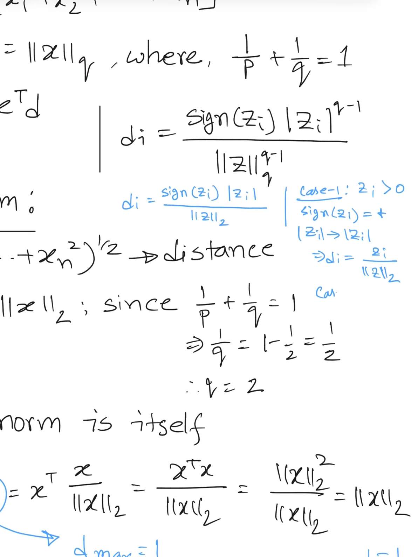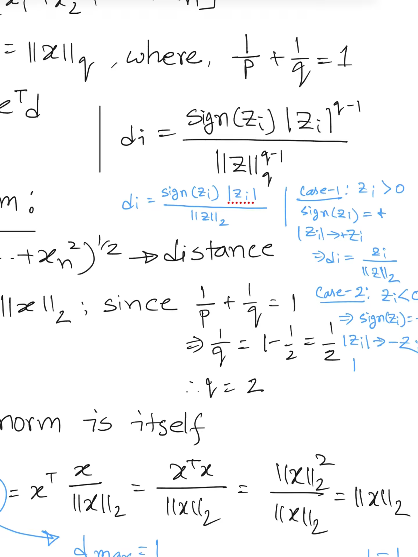So case 2, say ci is less than 0. It means the sign of zi is going to be negative, and also the absolute value of zi is going to be minus zi. So sorry, this is minus zi.